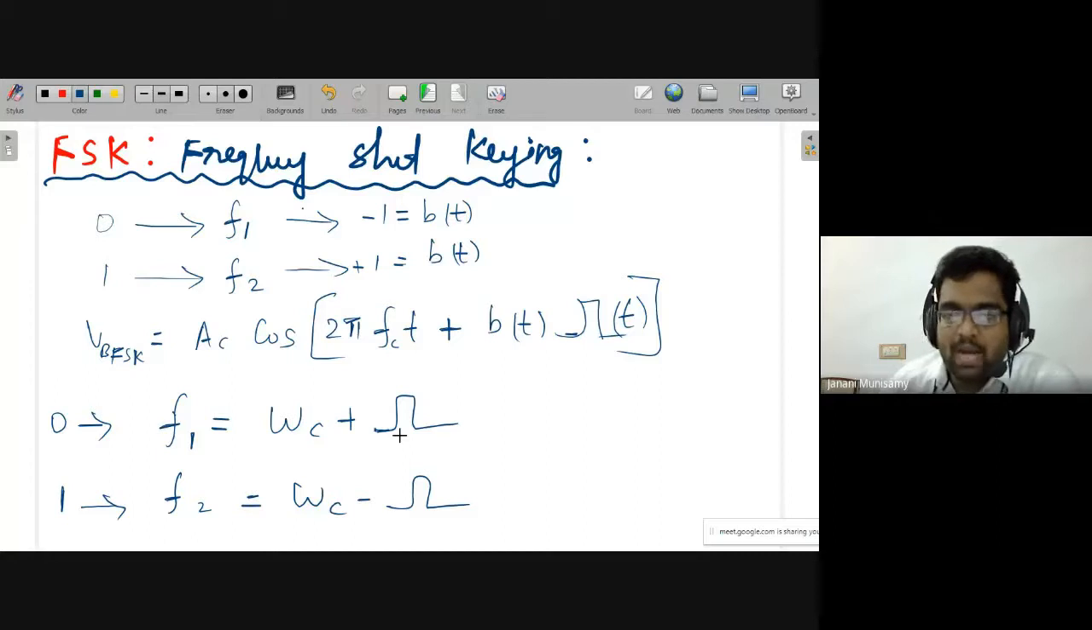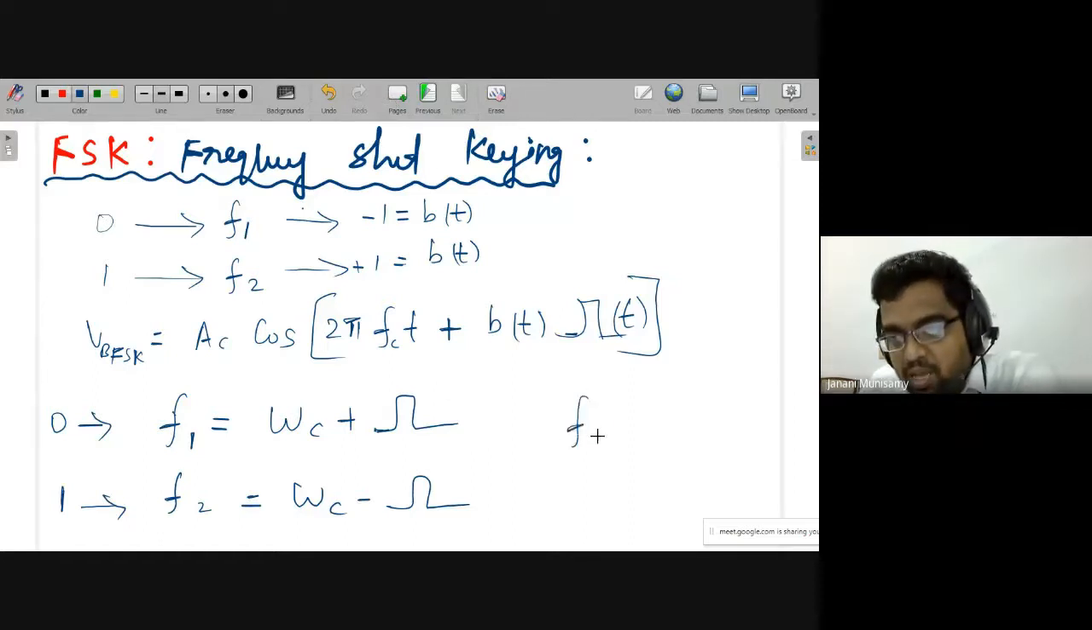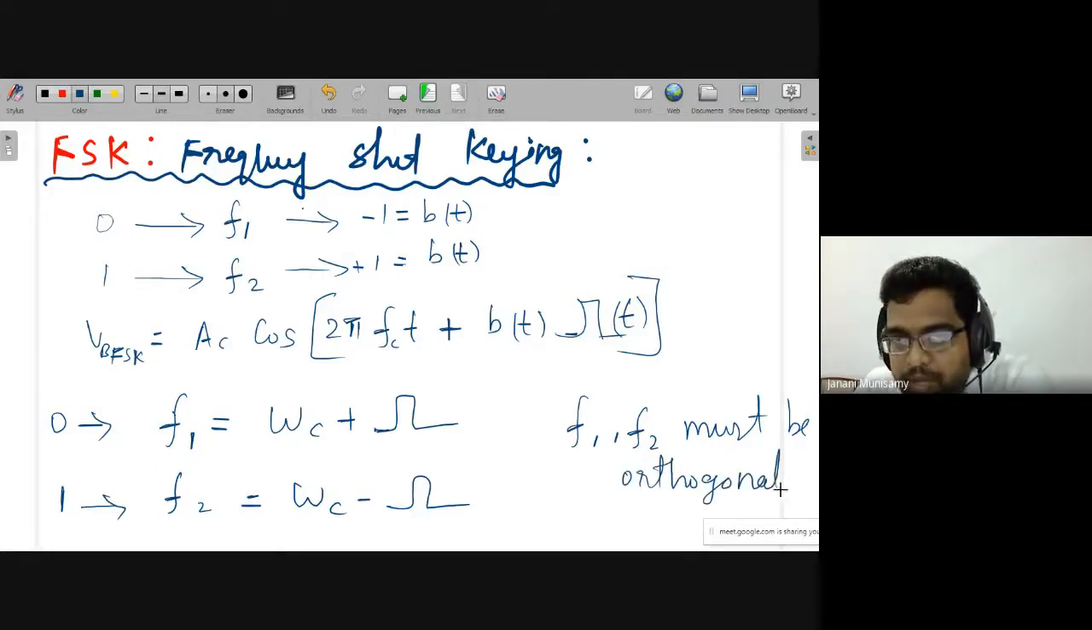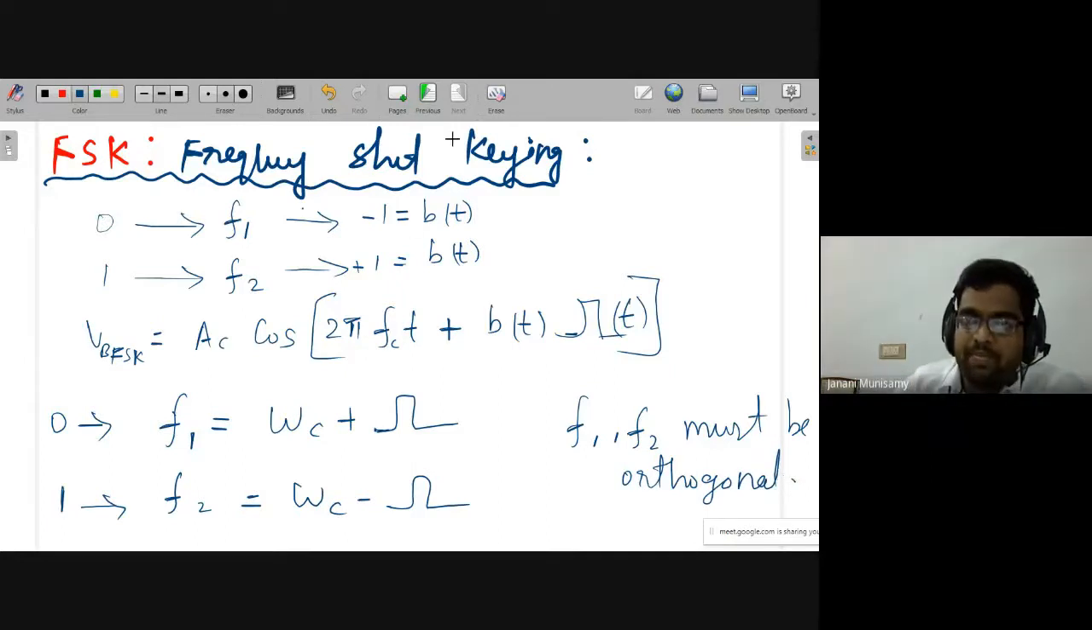Now for this also we need to find the data rate, and we also need to find the probability of error. First we will find the data rate, and the main condition is that F1 and F2 must be orthogonal. This is a very important condition in the case of frequency shift keying. F1 and F2 must be orthogonal to each other.